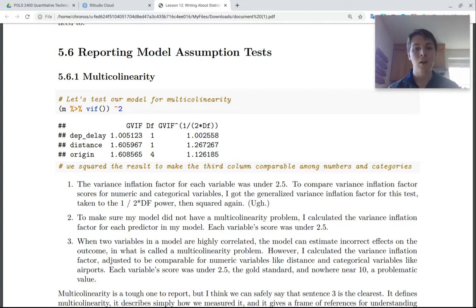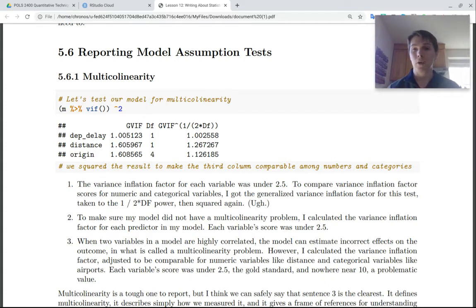multicollinearity. When two variables in a model are highly correlated, the model can estimate incorrect effects on the outcome in what is called a multicollinearity problem. However, I calculated the variance inflation factor adjusted to be comparable for numeric variables like distance and categorical variables like airports. Each variable's score was under 2.5, the gold standard, and nowhere near 10, a problematic value.